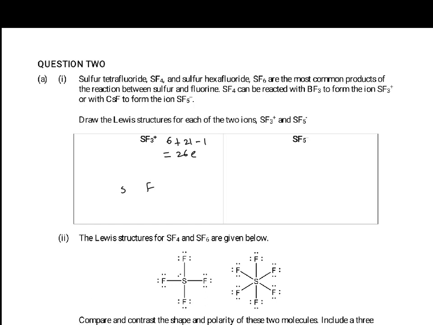So put sulfur in the middle, surround it with the fluorines. First step is to put in your bonding pair of electrons, and you then fill up the outer atoms first. So you go around, make sure the fluorines all have 8 electrons.